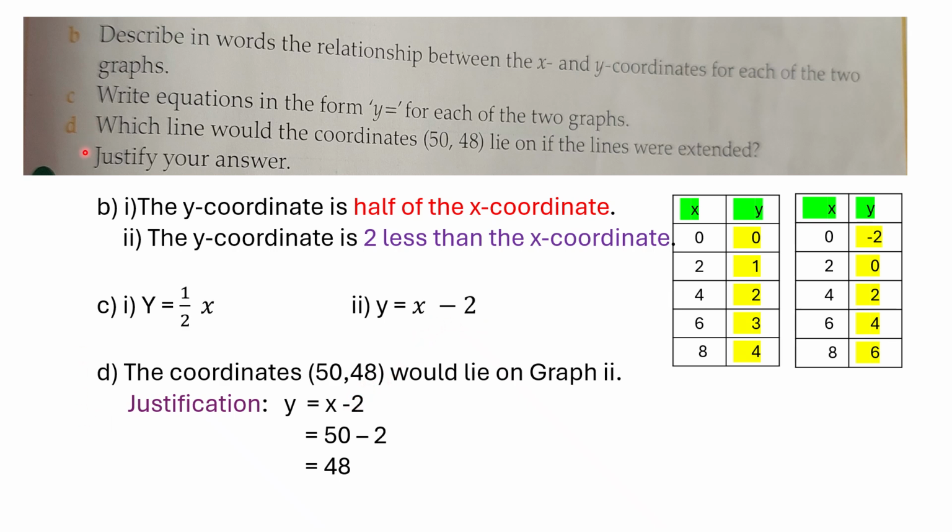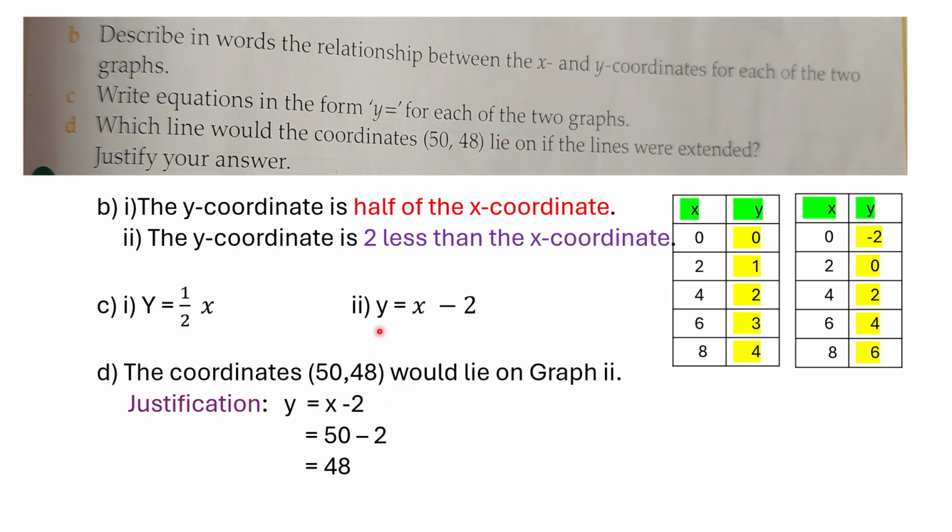Now the question: which line would the coordinates 50, 48 lie on if the lines were extended? Justify your answer. If I substitute here, half of the x coordinate should be the y coordinate, right? Half of 50 is, is it 48? No, it's 25. So definitely this coordinate won't lie on graph 1.